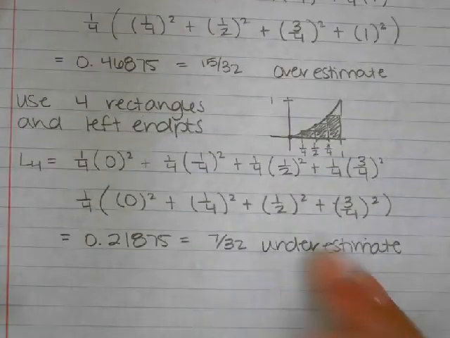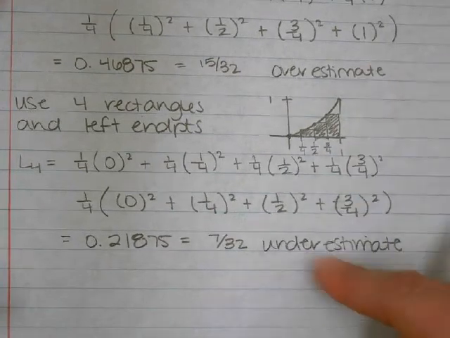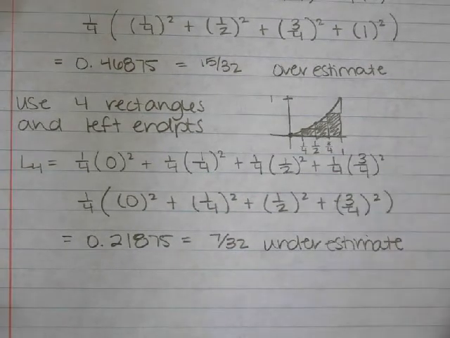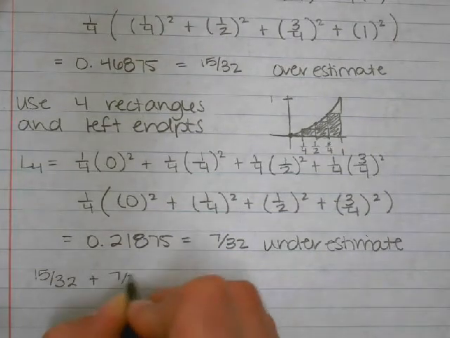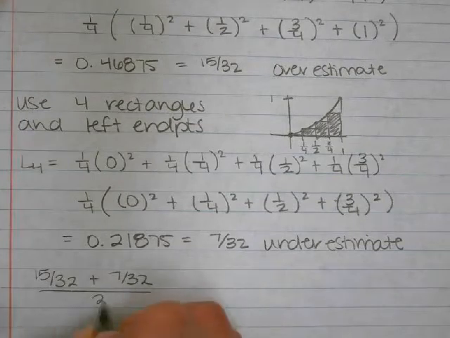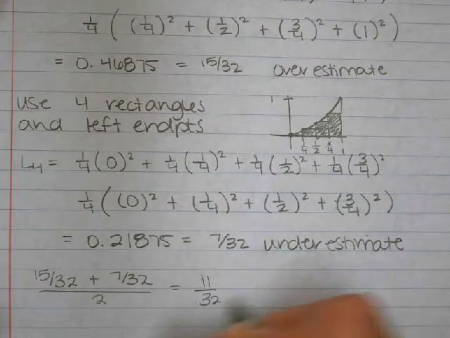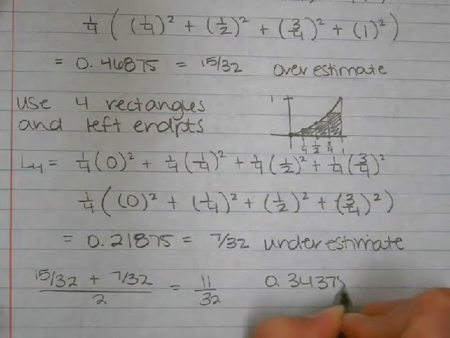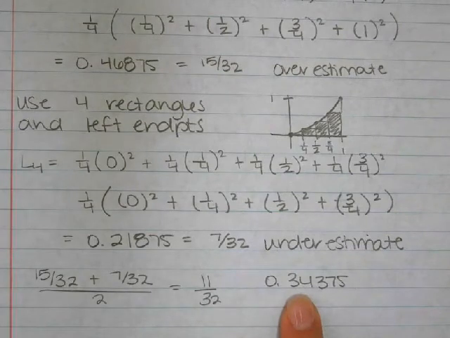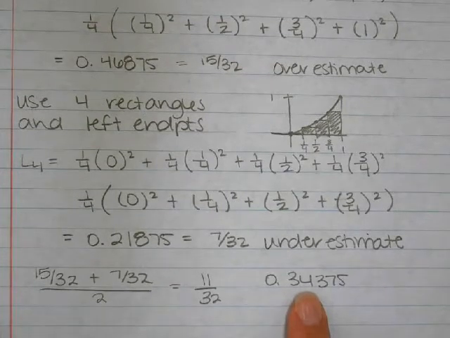You might look at this and say, oh, maybe we should average those two things. If one's an overestimate and one's an underestimate, then maybe we can get one that's kind of in between. So if you do 15 over 32 plus 7 over 32 and divide that in half to average it, that gives you 11 over 32, which is 0.34375, and that is closer to the actual answer, which I know, but I'm not going to tell you yet. It's a lot closer to the actual answer, but it's still a little bit off. It's actually still an overestimate.